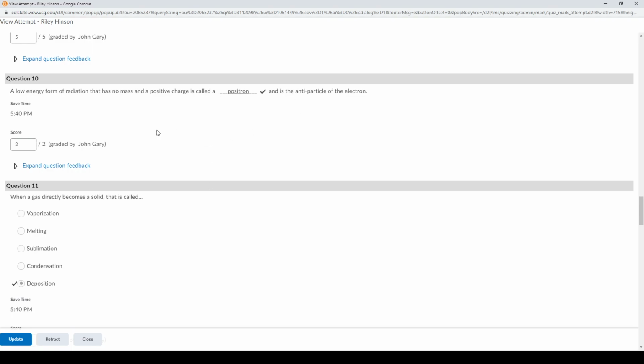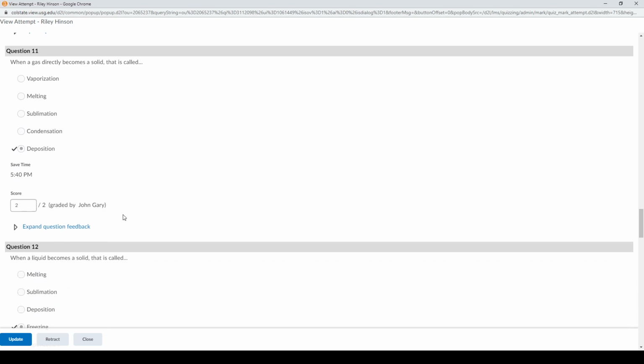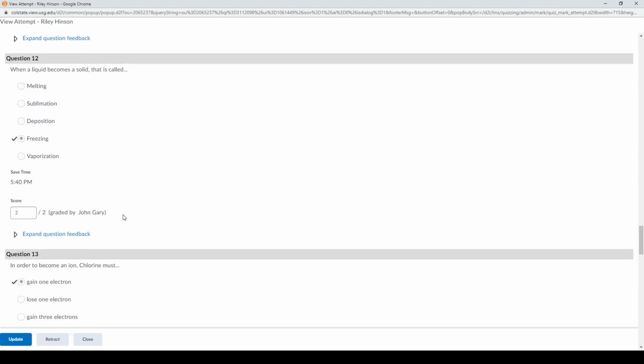So the positron, some people missed that. I think they might not have noticed a proton has mass, so it couldn't have been a proton. And a gamma ray has no charge, so it couldn't have been that. I pretty much got all these.